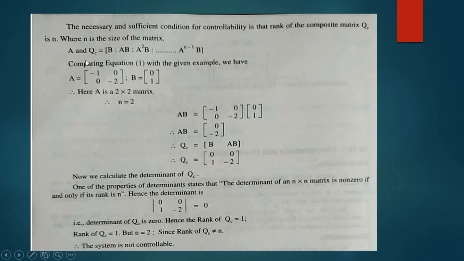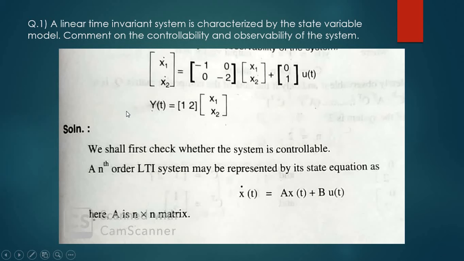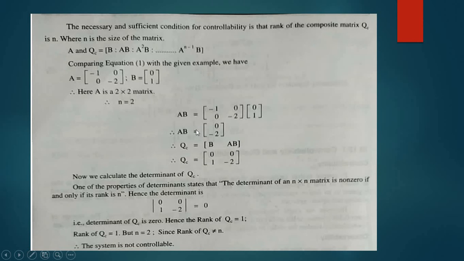How to calculate this? Qc is equal to [B, AB, A squared B, ..., A raised to n minus 1 times B]. Comparing with the given example, in the previous slide we compared this with this. So after comparing we can say that A is this and B is this, where A is a 2 by 2 matrix. Now here is the actual formula where we have AB. So we will find AB first. AB will be nothing but [0; -2] after multiplying these two matrices.